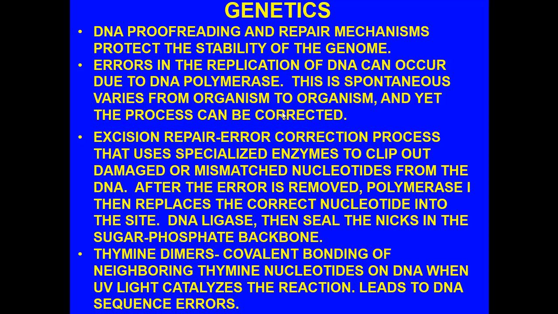We have various excision repair or error correction enzymes or clusters of proteins that use a mechanism, a process that uses specialized enzymes, and they'll clip out the damaged or mismatched nucleotides from the DNA. After the error is removed, polymerase 1 then replaces the correct nucleotide into the site. Then you want to seal off the ends. That's where DNA ligase comes in, to seal the nicks of the sugar phosphate backbone.